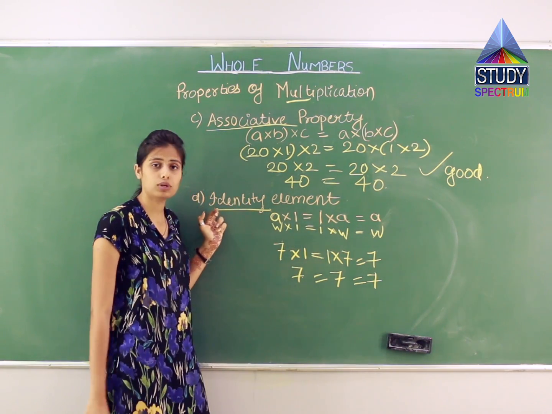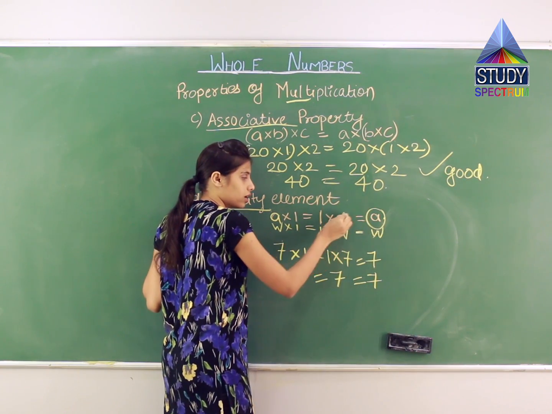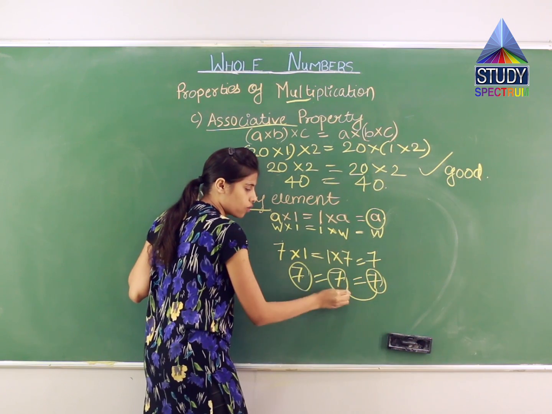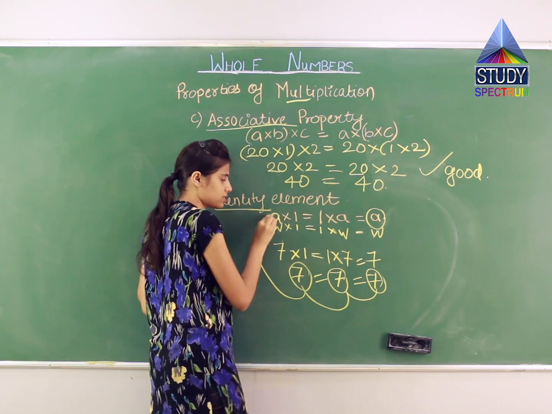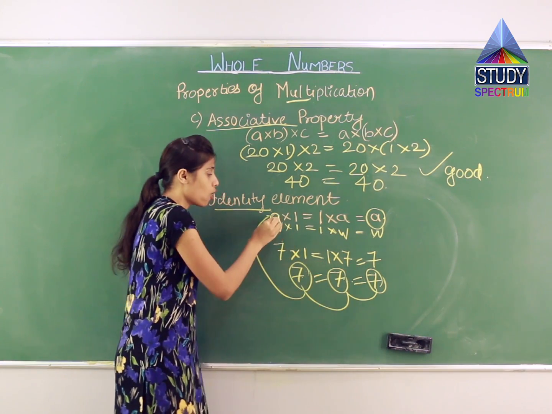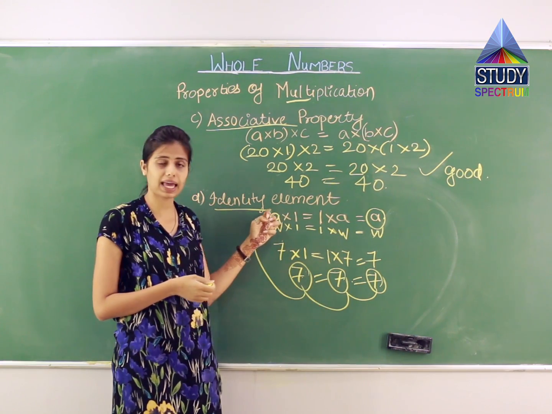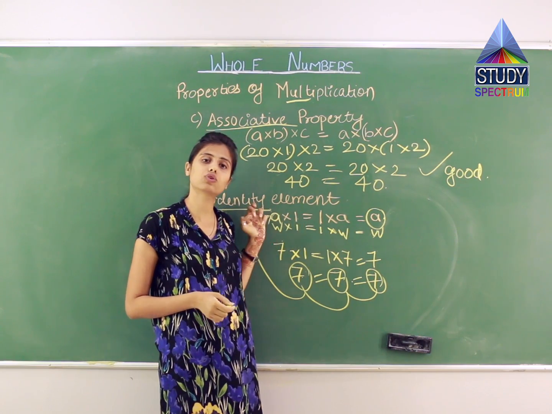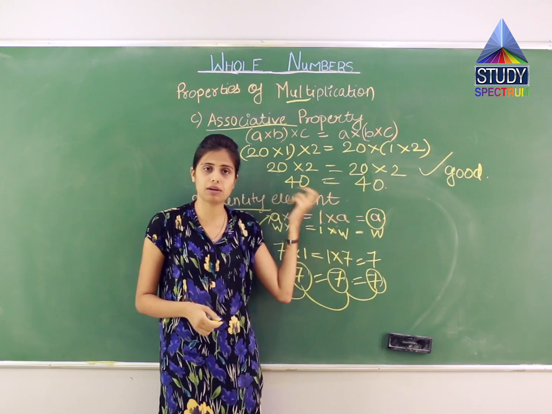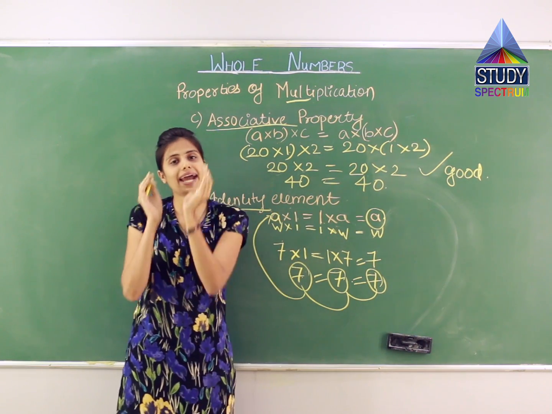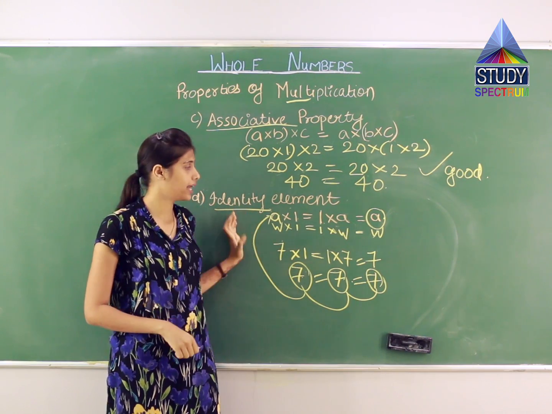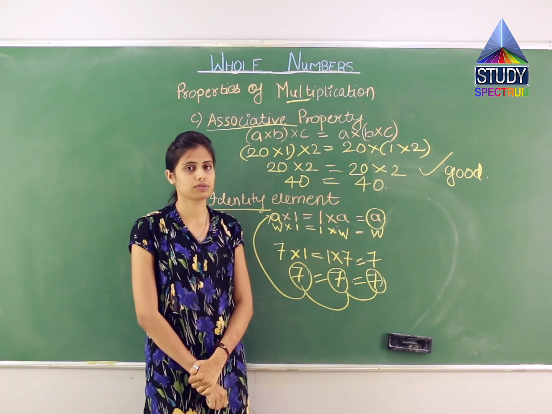Why do we call it identity? Because see the answer over here, all the answers will be equal to the whole number given in the question. For example, here A was given. A multiplied by 1 will be equal to A. 1 multiplied by A will be equal to A. And A will be equal to A. So this is identity, or same, identical to each other. So this is the identity property of multiplication.